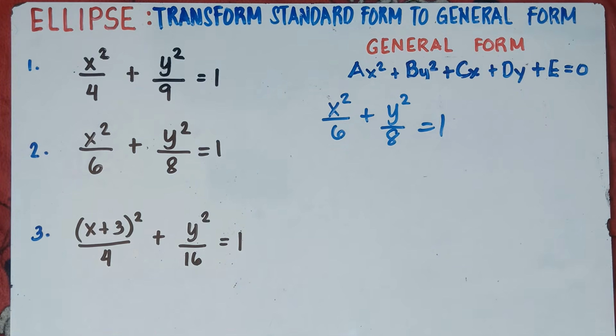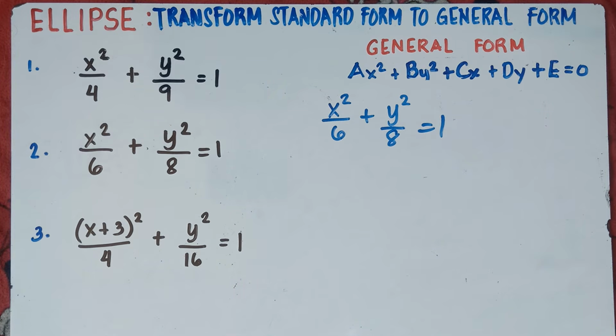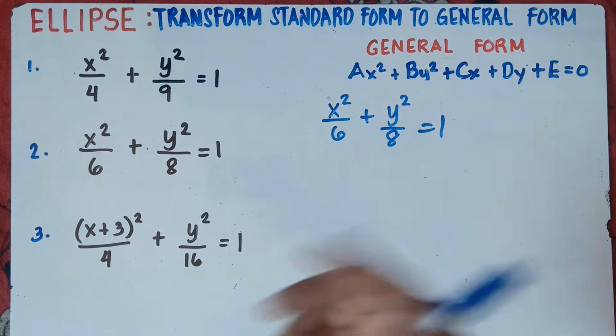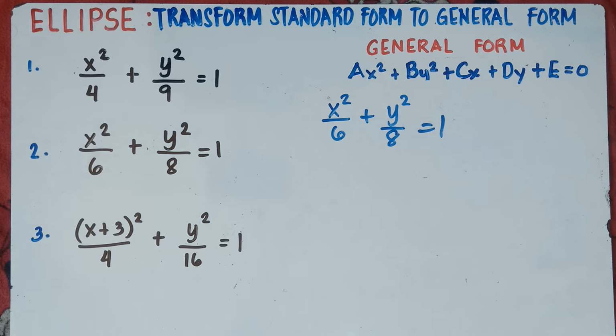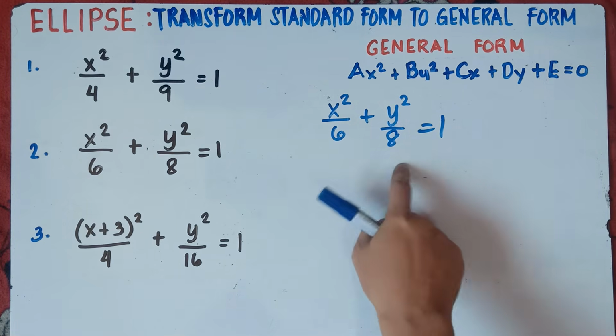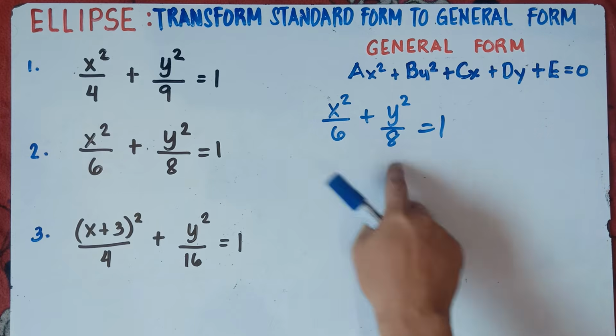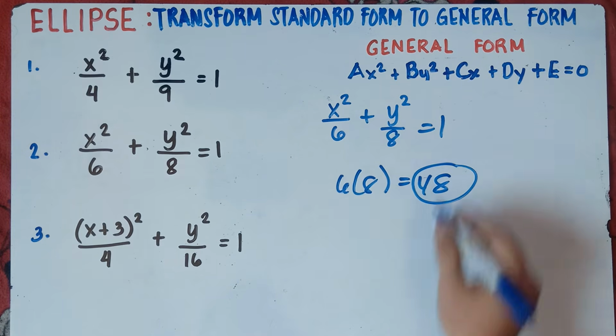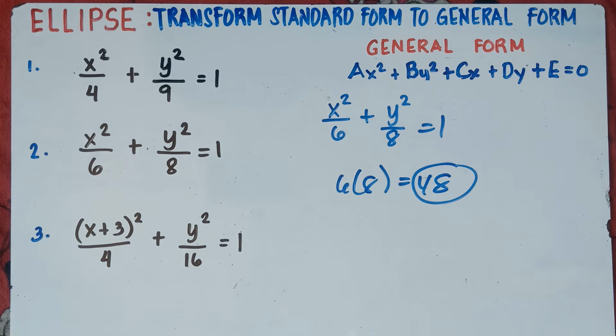Once again, class, you find the LCM, the least common multiple. For 6 and 8, what would be the least number that we can divide by 6 and 8? You don't need to multiply, class, because if you multiply 6 times 8, the answer is 48. But we need to find the least number. I think, class, the least number is 24.